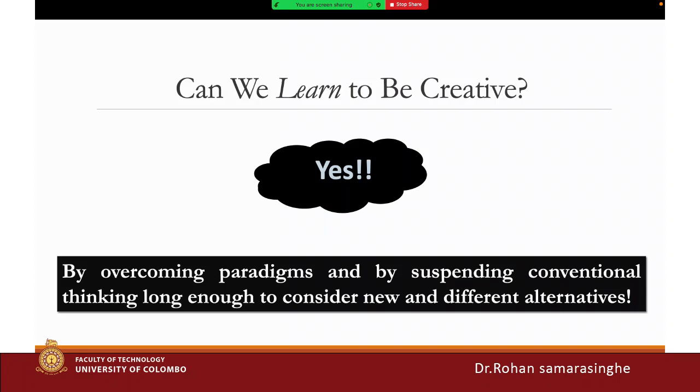If you are a traditional thinker, you will have to suspend your conventional thinking, come out of the box and think a different way, long enough to consider new and different alternatives. So, you can think of completely new ideas or different alternatives for the existing one. That's how you can develop your creative knowledge, creativity.